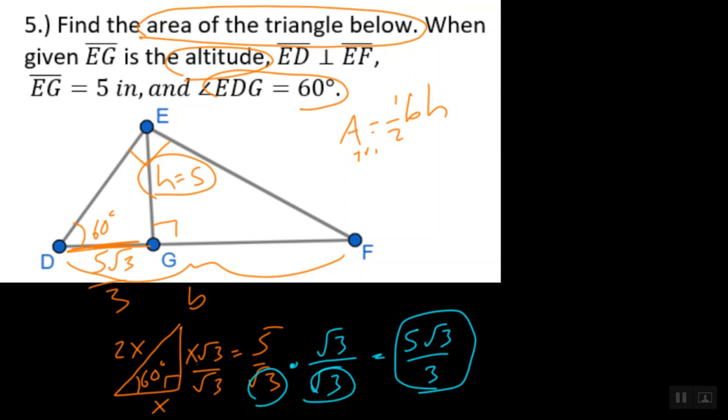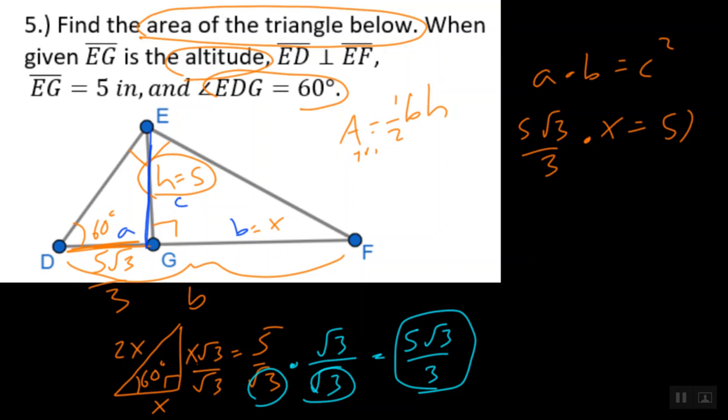Now why is that so key here? Well, it's key because since this is an altitude, I can label this base segment here A, this base segment here B, and this height C, and we know that we have this formula for the geometric mean. A times B is equal to C squared. And let's go ahead and plug in all the things that we know. And let's call this bx. We can say, okay, well, A is going to be 5 square root of 3 over 3 times our B term, which is x, which is equal to C squared, which is 5 squared.